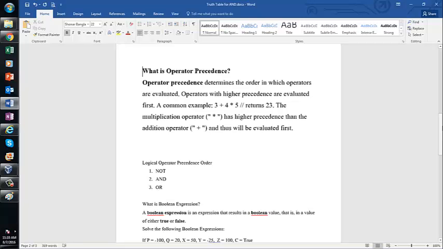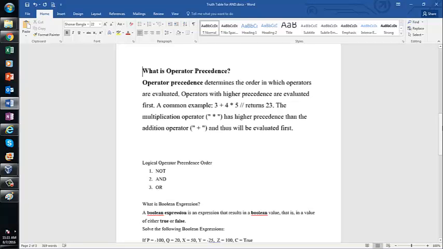Operator precedence determines the order in which operators are evaluated. Operators with higher precedence are evaluated first. A common example: 3 plus 4 times 5 returns 23. How? Okay, go ahead, read. The multiplication operator has higher precedence than the addition operator, and thus will be evaluated first.